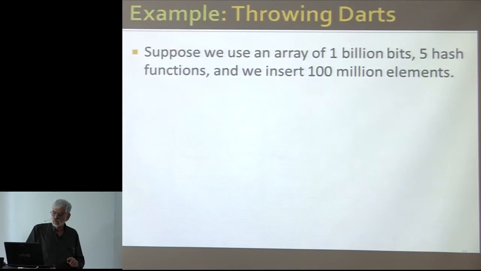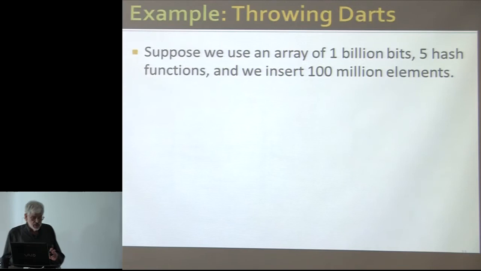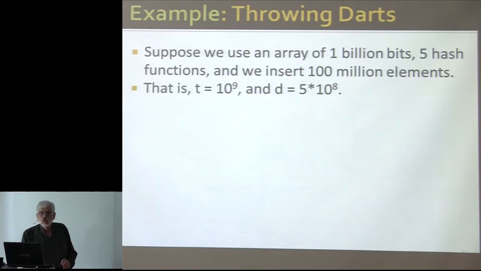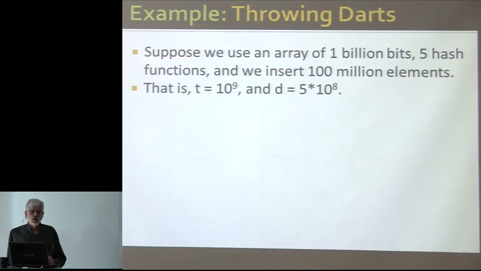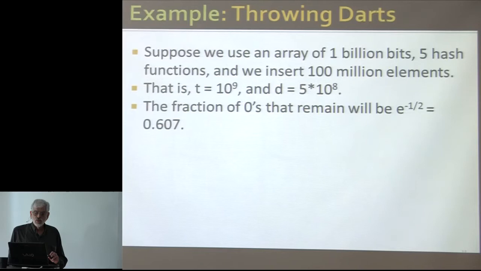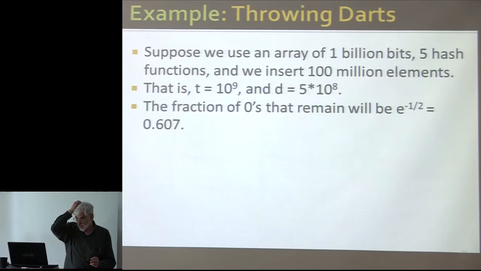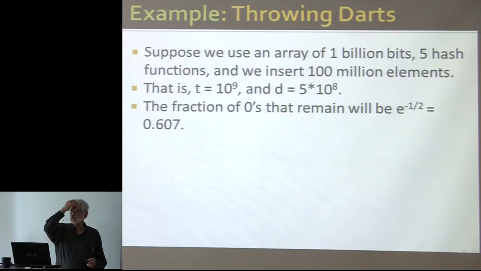Okay, so let's do the math. Suppose I'm going to have an array whose size is a billion, and I'm going to use 5 hash functions, and I'm going to insert 100 million elements. So how many darts do I have? Well, 500 million darts, a billion targets. So what is the probability that a target is never hit? That probability is e to the minus a half, and if you look it up in a table, it's about 61%. So 39% of the targets do get hit, 61% do not get hit.